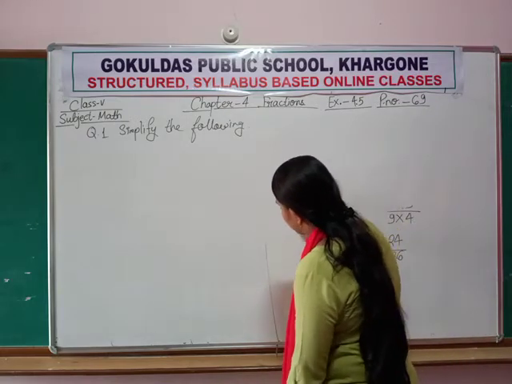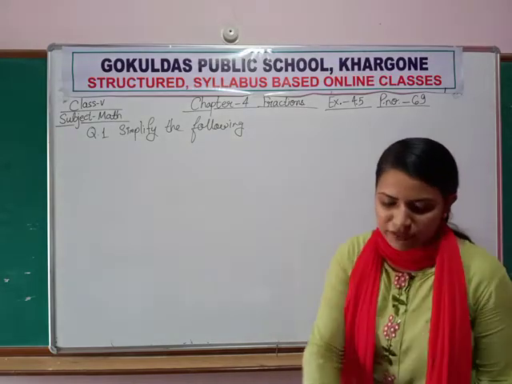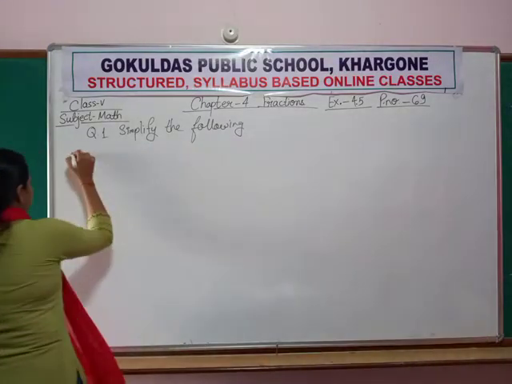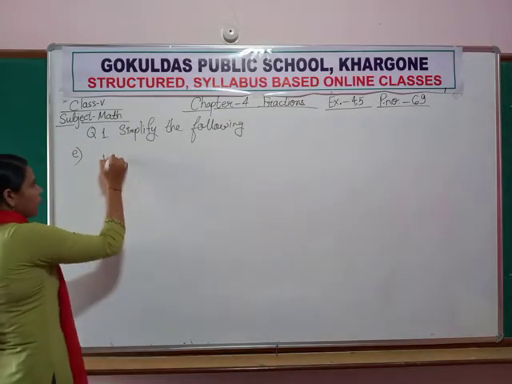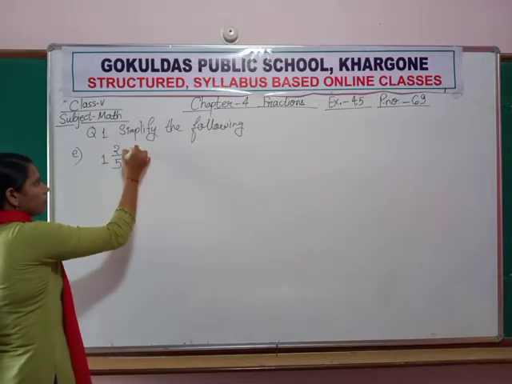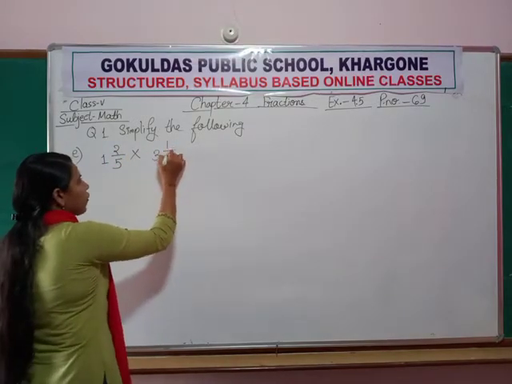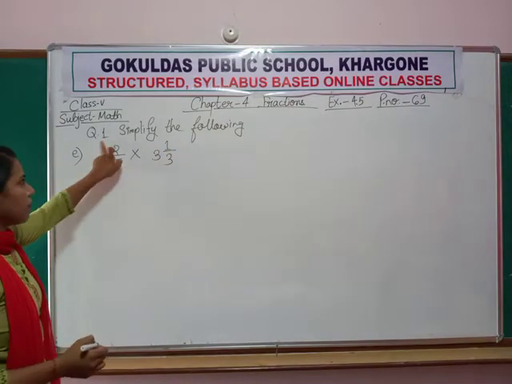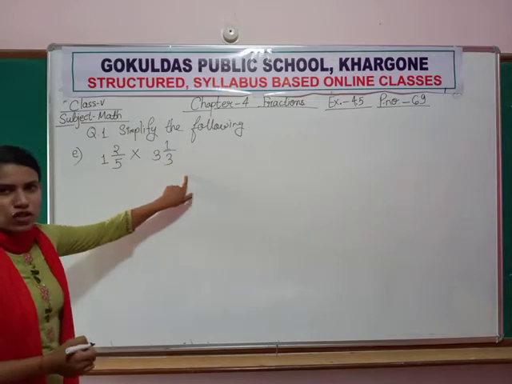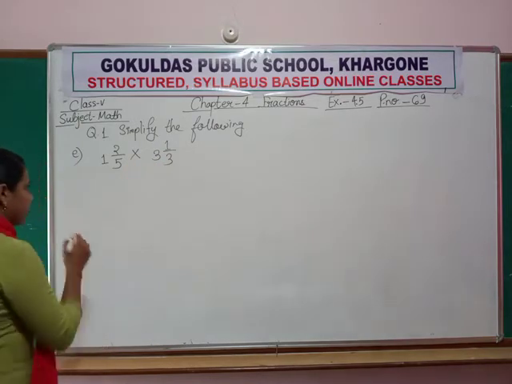Then how will you multiply two mixed fractions? In question number E, two mixed fractions are given. One is 1 2/5 multiplied by 3 1/3. Here this is a mixed fraction, the other fraction is also a mixed fraction. Two mixed fractions we need to multiply.